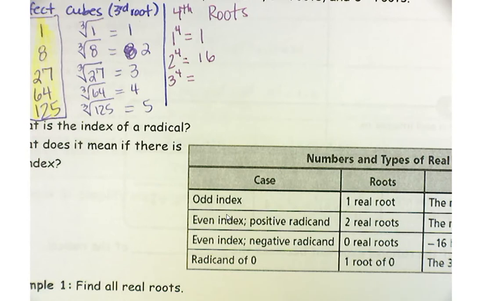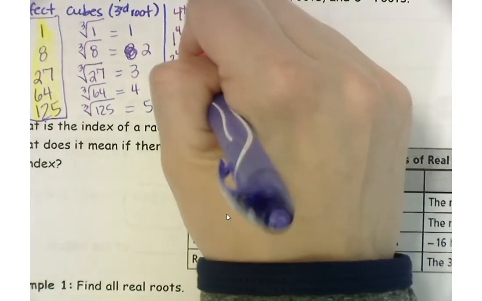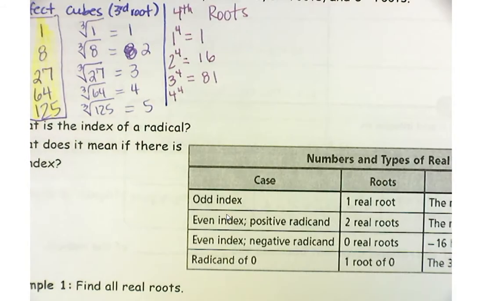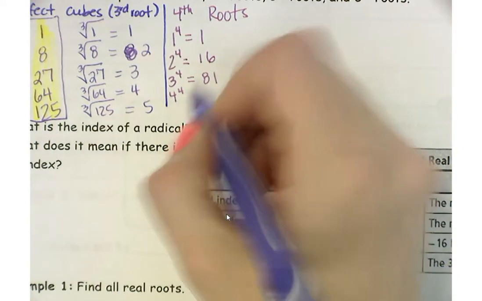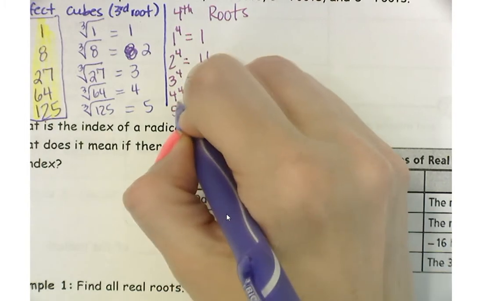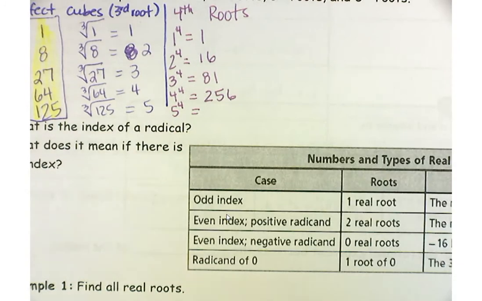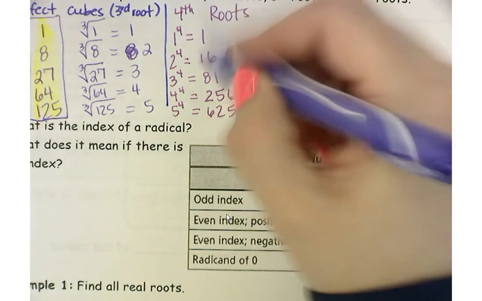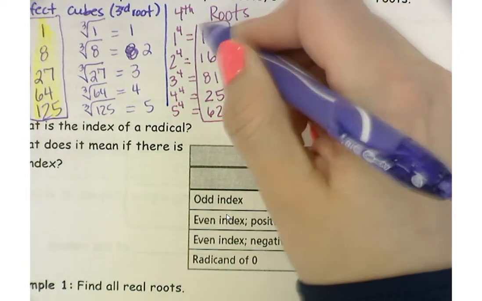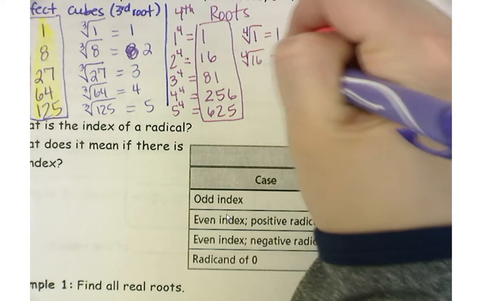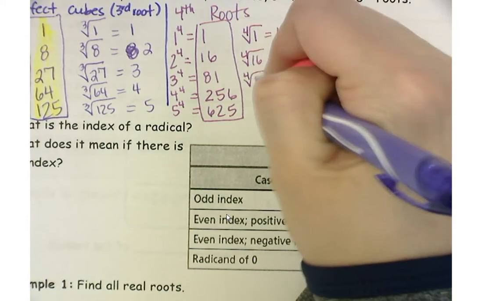When you're doing 4 to the 4th, just think of 4 squared times 4 squared. 16 times 16 will be 256. 5 to the 4th is like 25 times 25, which will be 625. Okay? So these are going to be your perfect fourth roots. So the fourth root of 1 is 1. Fourth root of 16 is 2. Fourth root of 81 is 3. Fourth root of 256 is 4. Fourth root of 625 is 5.